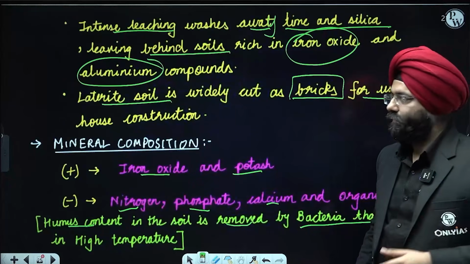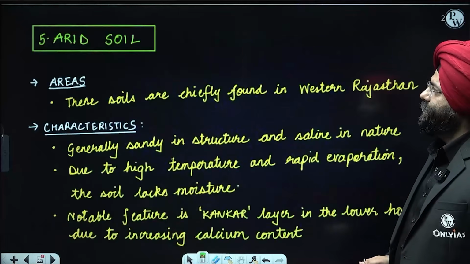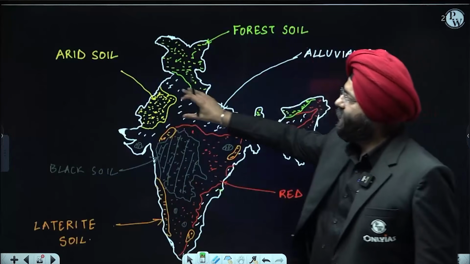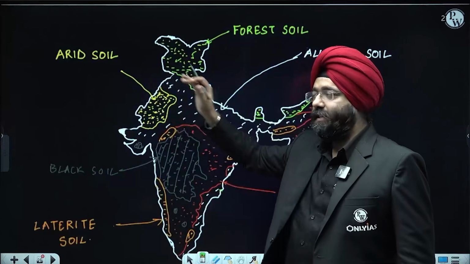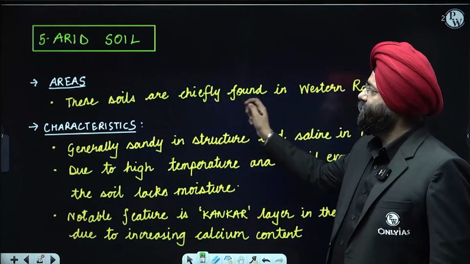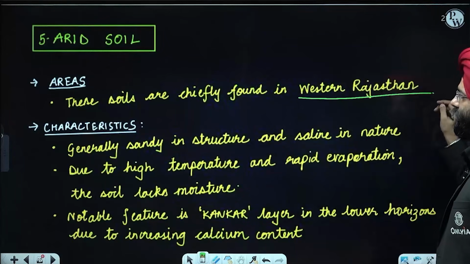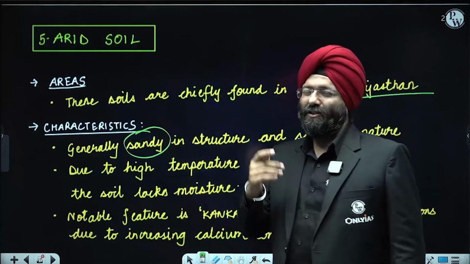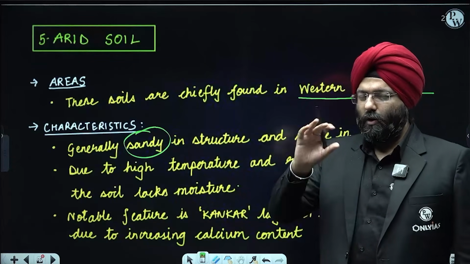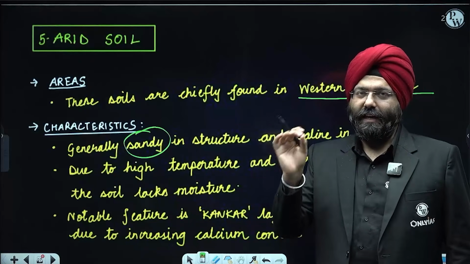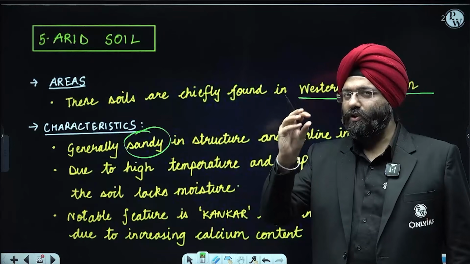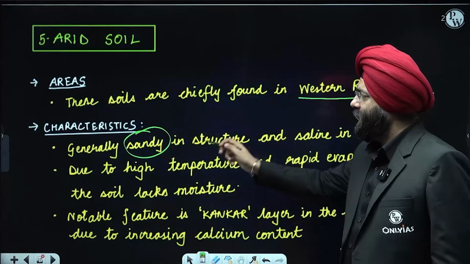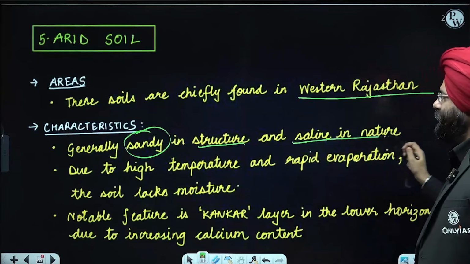Clear? Okay. Next is arid soil. You very well know this is a region, arid soil. So let's see the characteristics. Areas: these are chiefly found in the western Rajasthan region. Now, characteristics: these are sandy. You very well know, based on texture, we had already divided soils into sandy, silty, clay, and the one which has equal proportion is known as loamy, right? So, sandy in structure and saline in nature.